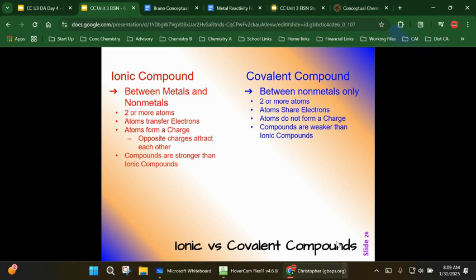All right? So, it's kind of like people in a way. Some people are happy without other people around them. Some people need other people around them. Okay? So, covalent compound atoms share electrons. Now, an important thing about a covalent compound, if you share electrons, you never get a charge. So there's no positive and negatives attracting each other. It's just two different atoms that have a common goal of sharing something.